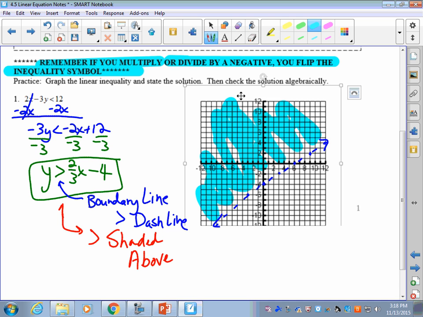Do we have to fill it completely? No, I just need to see the region. I need to know where it is, above or below. Okay?